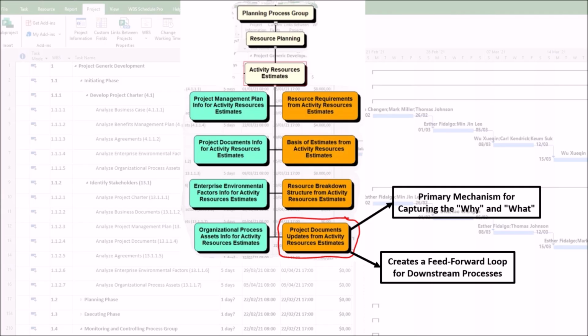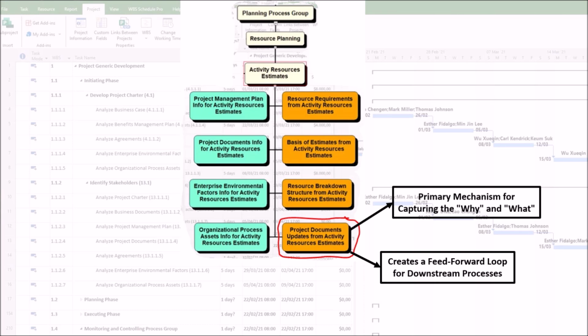2. It creates a feed-forward loop for downstream processes. The resource estimates don't exist in a vacuum. They directly feed into other key project management processes. And the updated documents are the inputs for those processes, as follows. First, estimate costs. You cannot estimate costs accurately without knowing the resources. The updated resource calendars, showing availability and skill sets directly influence labor rates, rental costs, and material prices.